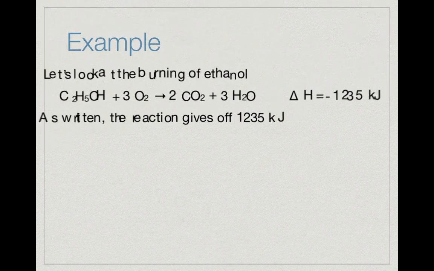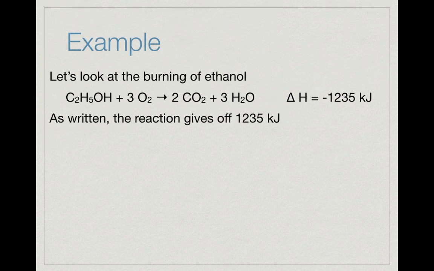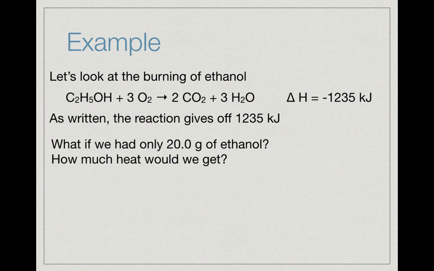Let's take a look at an example here. The burning of ethanol. So we have C2H5OH, that's ethanol, plus 3O2 goes to 2CO2 and 3H2O. As we would expect, that's an exothermic reaction, and it has a negative delta H that's equal to negative 1235 kilojoules. So as written, using 1 mole of ethanol and 3 moles of oxygen, I'm going to have 1235 kilojoules given off. What if we only had 20 grams of ethanol?